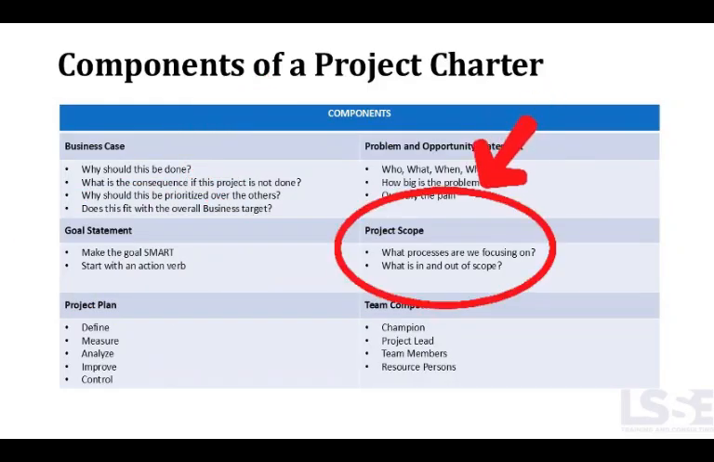Number 4, project scope. This defines the boundaries of your work. What processes are you focusing on? What is explicitly in scope? And just as importantly, what is out of scope? This prevents scope creep down the line.